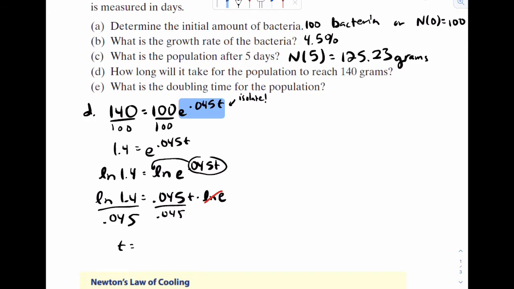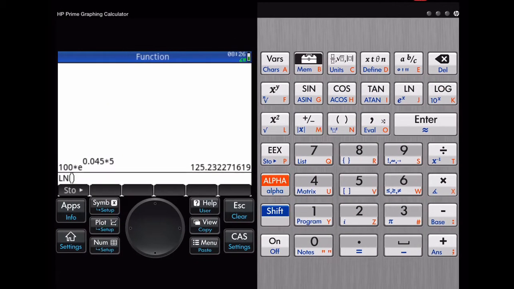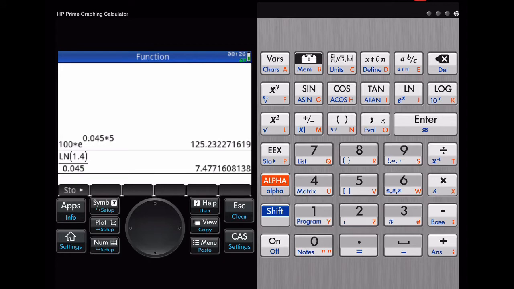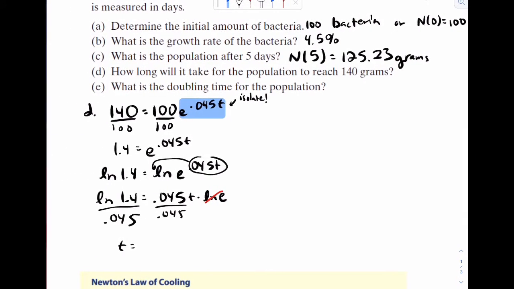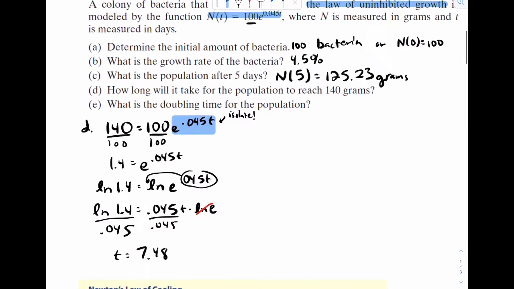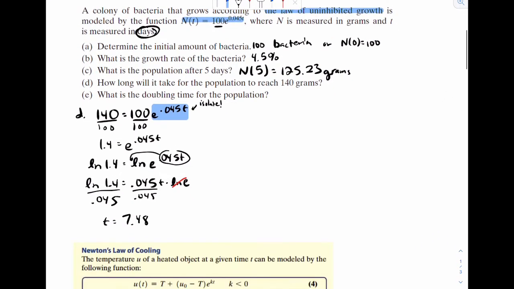And let's type that in a calculator. So natural log 1.4 divided by 0.045. There it is. We'll go to 7.48 days. And I knew it was days because right here, measured in days.